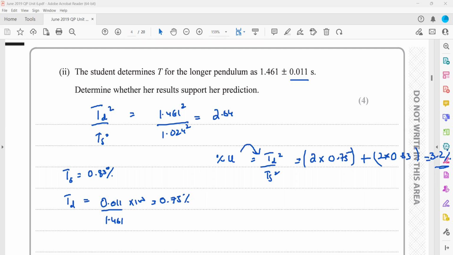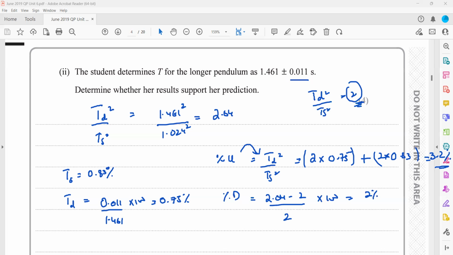Then how to calculate the percentage difference? The percentage difference is maximum minus minimum divided by mean, or if you have the standard value, because according to theory, TD square over TS square should give 2. So the formula is like we want to compare this with 2.04: maximum 2.04 minus minimum, divided by standard. Because we should get 2, we are finding how much difference there is from the standard. When we simplify this, it will be about 2%.